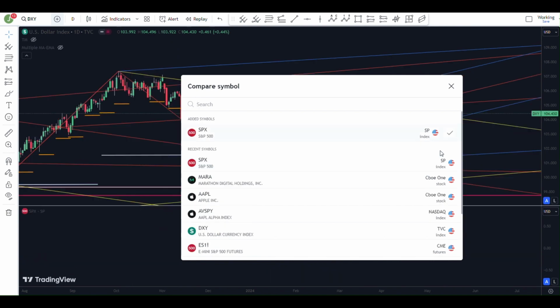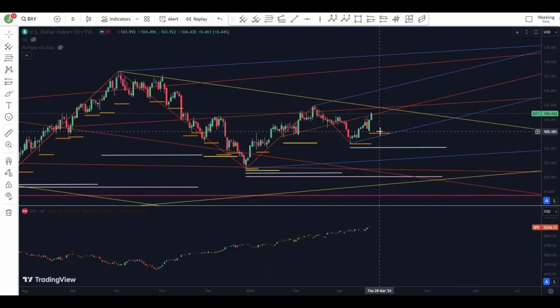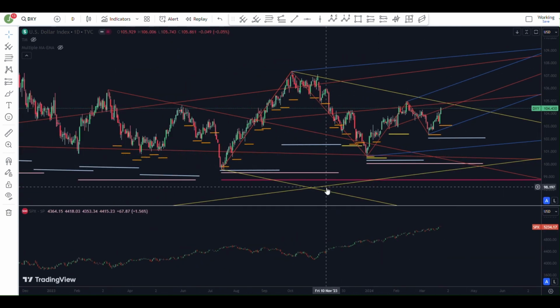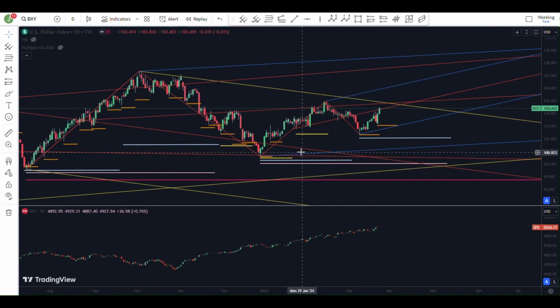We can put this in a new pane and we can look and see we had negative correlation from the high here. As the S&P started to move up, the dollar moved down, right? The S&P was moving up, the dollar moved down. That would be somewhat expected, as they are usually somewhat inversely correlated.